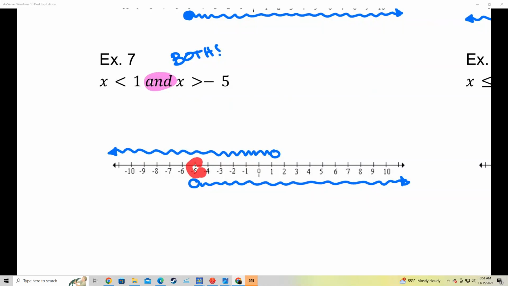Remember, the -5 did not get shaded on the bottom. That's not what I meant to do. The -5 did not get shaded on the bottom. The 1 did not get shaded on the top, but all the numbers in between did get shaded twice. So we're going to go ahead and highlight those.